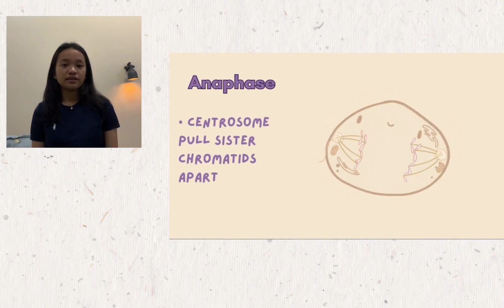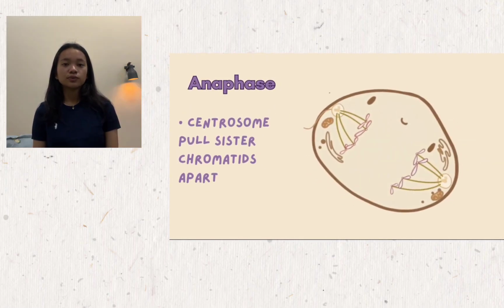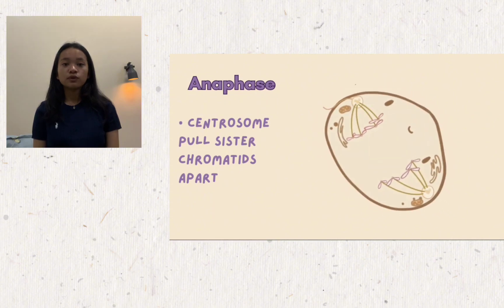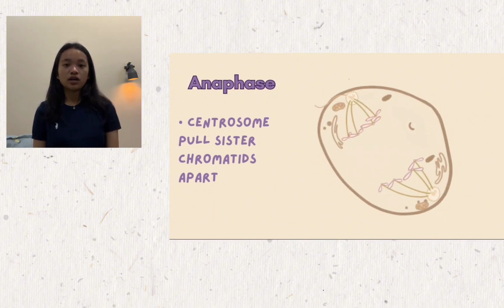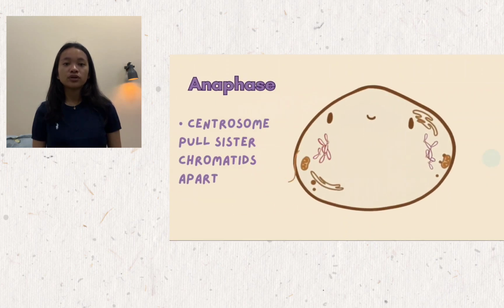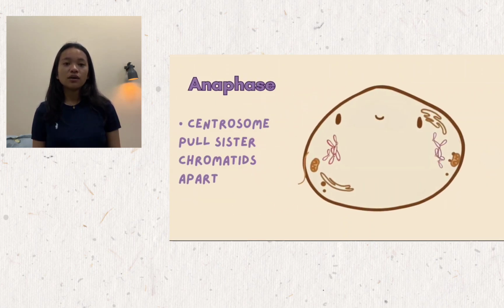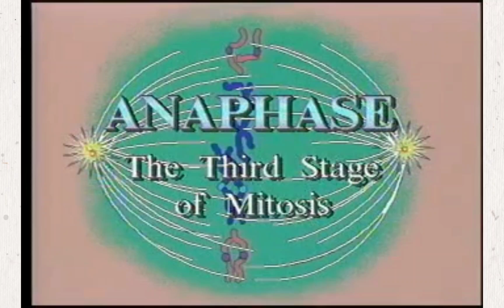Next, anaphase. The centrosomes start pulling the spindle fibers to pull the sister chromatids apart, like a game of tug-of-war. Since both centrosomes pull with equal force in opposite directions, eventually the sister chromatids separate and reach opposite poles of the cell. Splitting of the centromeres signals the start of the third stage of mitosis, called anaphase.